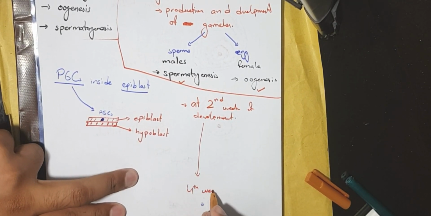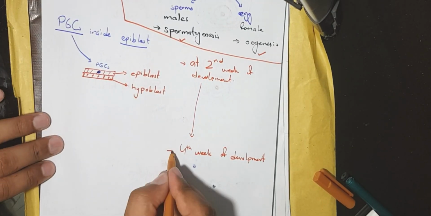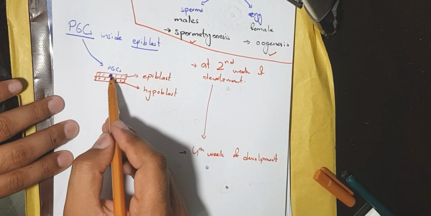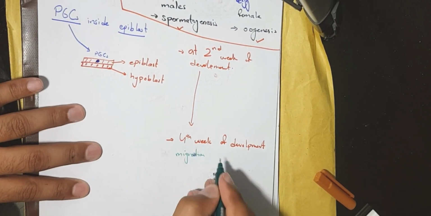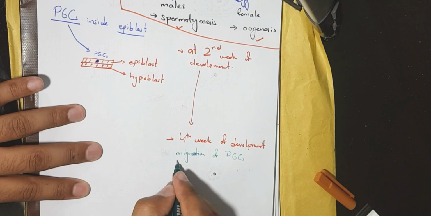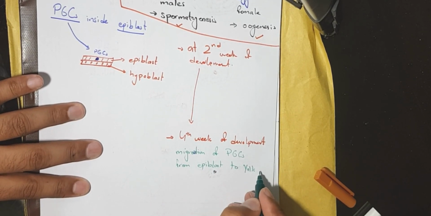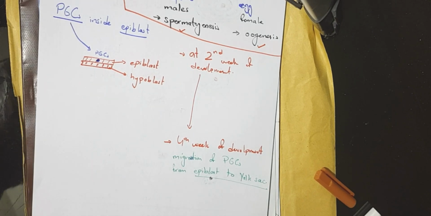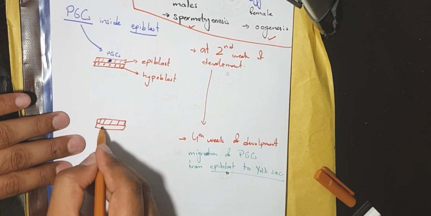Now as we proceed to the fourth week of development, what changes is that in the fourth week, these primordial germ cells will migrate from the epiblast towards the yolk sac. Now, before I draw the migration diagram, I'll try to make you understand what the yolk sac is.